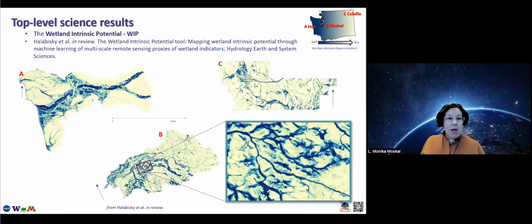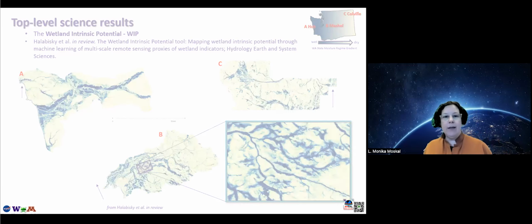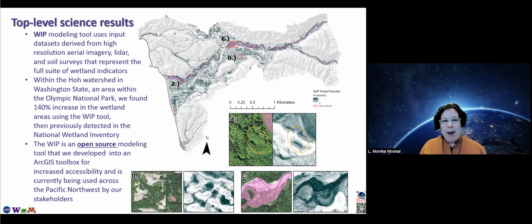So some results I've already mentioned, the wetland intrinsic potential tool, WIP. The really neat thing about WIP is it's very good at predicting moisture gradient across watersheds to extreme details. There's a paper on this tool now, and again, it's already a plugin in ArcGIS. Reach out if you're interested in using it.